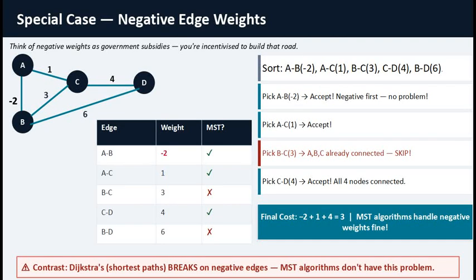Here's a special case that trips up many students: negative edge weights. Think of a negative weight as a government subsidy. You're actually incentivized to include that edge because it reduces your total cost. Both Kruskal's and Prim's handle negative weights with zero modifications. In our example, AB with weight -2 is simply the first edge sorted, and it gets accepted immediately. No special treatment needed. Our final MST cost comes out to -2 plus 1 plus 4 equaling 3.